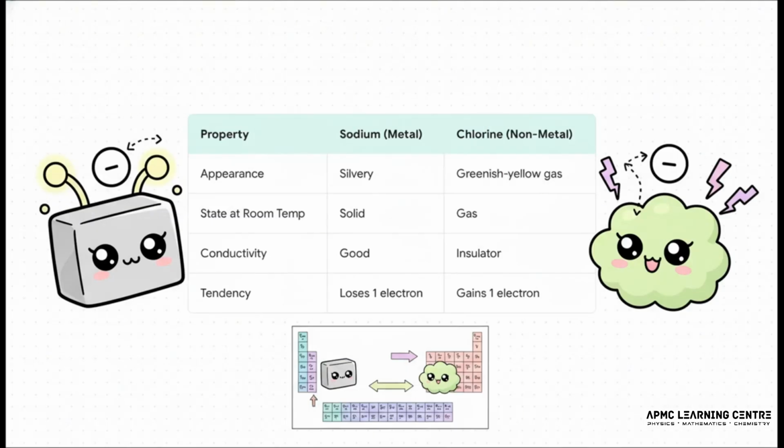Okay, for our final face-off, let's put our 2 main characters head to head, sodium versus chlorine. In one corner, sodium, a silvery solid, a fantastic conductor, and its main move, losing 1 electron. In the other corner, chlorine, a greenish-yellow gas, a total insulator, and its signature move, gaining 1 electron. They couldn't be more different, and it's all because of their address on the table.